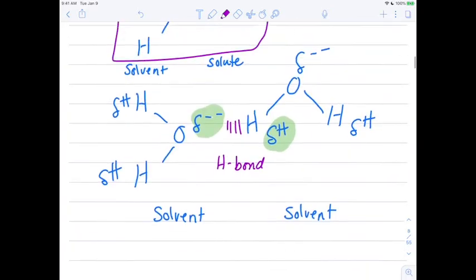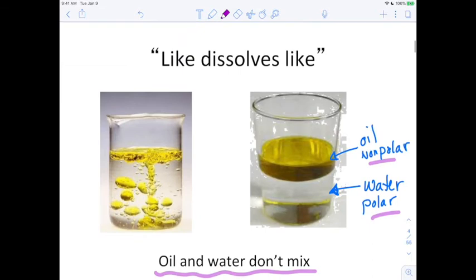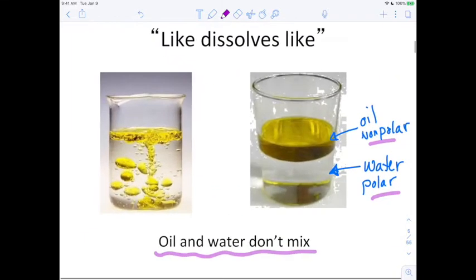So if we go way back here, the reason that oil is going back up to the top is as one water wants to link up with another, it shoves that oil up. It really kind of pushes it out of the way, and that's how we end up getting the separation again. So any questions about that?